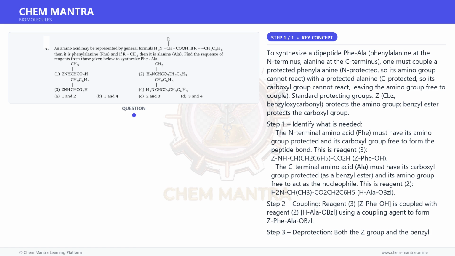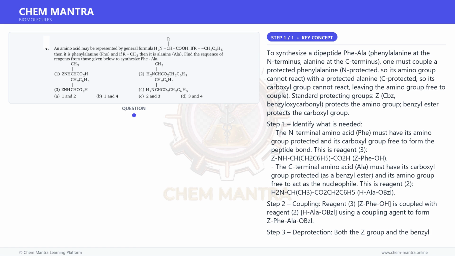Step 1. Identify what is needed. The N-terminal amino acid, Phe, must have its amino group protected and its carboxyl group free to form the peptide bond. This is reagent 3, ZNHCH(CH2C6H5)CO2H, Z-Phe-OH.